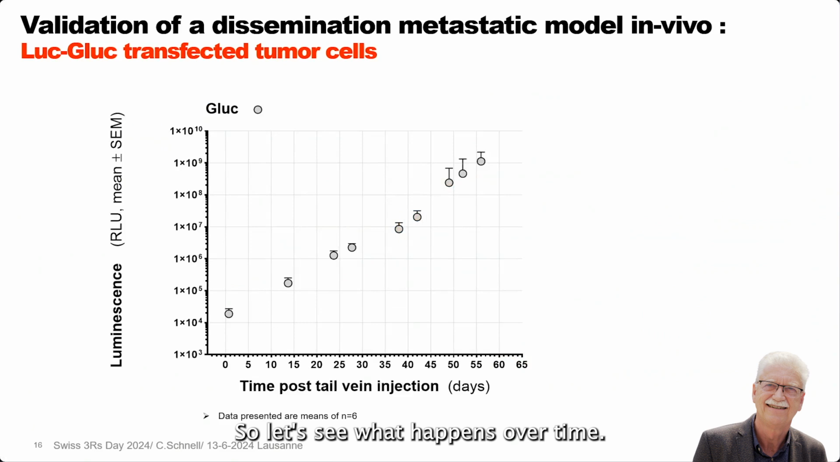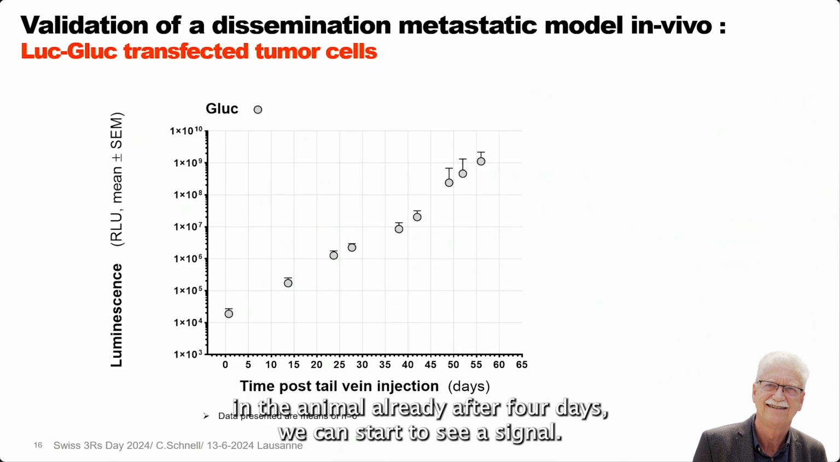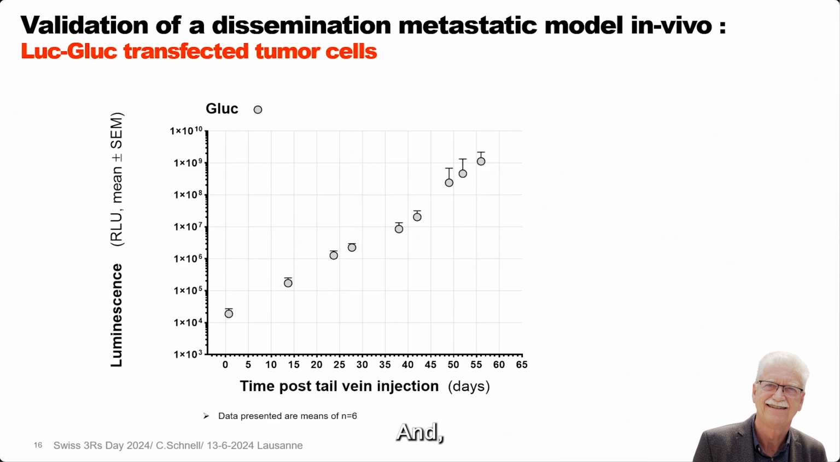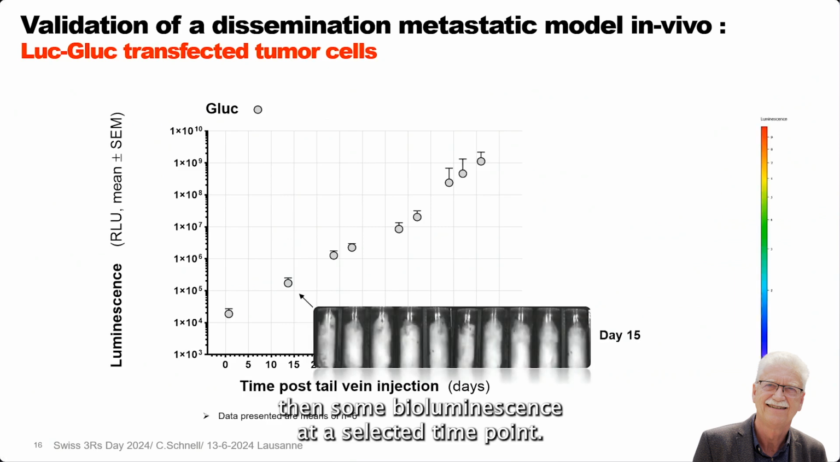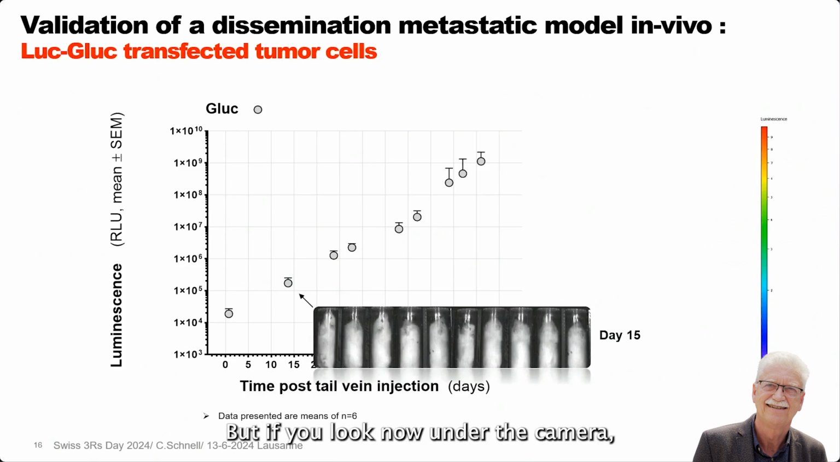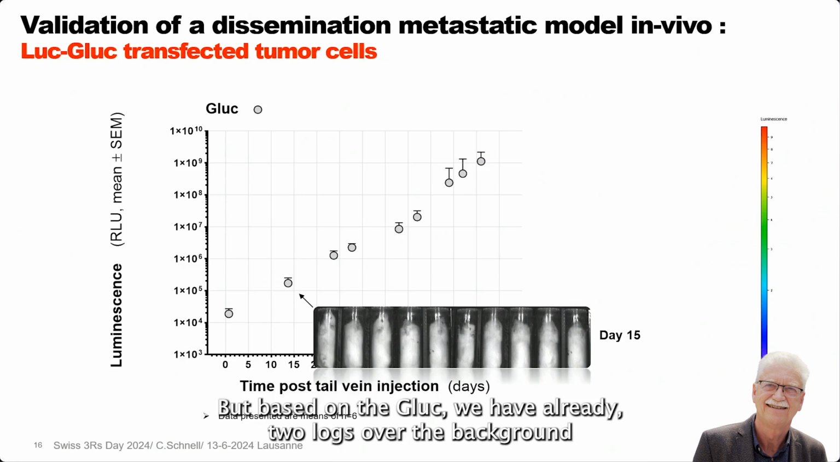So let's see what happens over time. Here you can see when we inject the tumor cells via the tail vein in the animal, already after 4 days we can start to see a signal, and then you have a very nice logarithmic growth over time. When we do bioluminescence imaging at a selected time point, now after 14 days, you can clearly see that we already have 2 logs over baseline with the GLUC. But if you look under the camera, there's absolutely no signal, 0. So we would say, okay, we cannot start the experiment, we have to wait until we see something. But based on the GLUC, we are already 2 logs over the background.